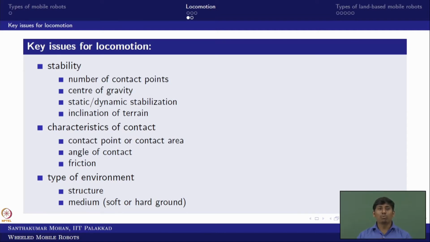If you are making a 3-point contact, you have to see where the center of gravity falls. If it falls within the polygon connecting these 3 contact points, you are safe, so your static stability is there. Similarly, when you have motion, you put your zero moment point where the moment is 0. If that point falls within the polygon, then also you are safe. So you have to understand this.